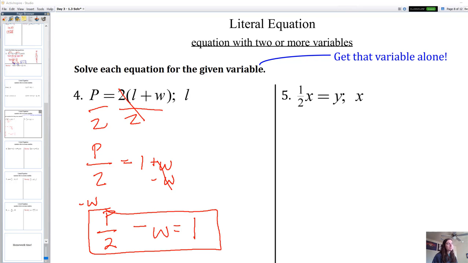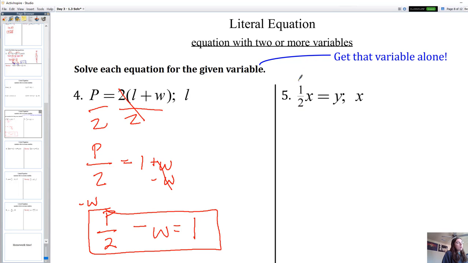Let's look at another equation. Here we have 1/2 x equal to y. The goal is to get x all alone. So currently, we have this 1/2 that's in the way of x being by itself. So let's start by getting rid of our denominator. That way we don't have any fractions that we have to worry about anymore.